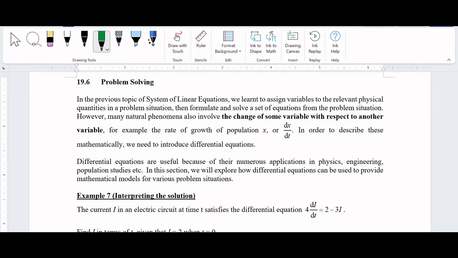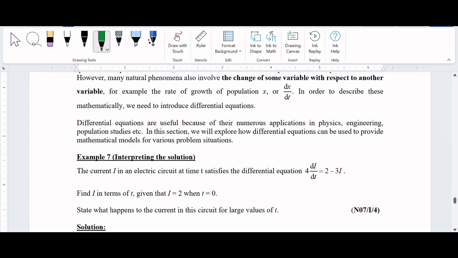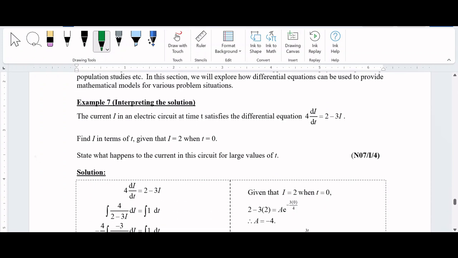All right, in this section, we'll be looking at how to solve DE contextually. In fact, DE is one of the most useful mathematical models that can be used to solve many applications in physics, in engineering, population study, etc. And you will notice that most of the exam questions for DE will be contextual. So let's look at example 7 together.